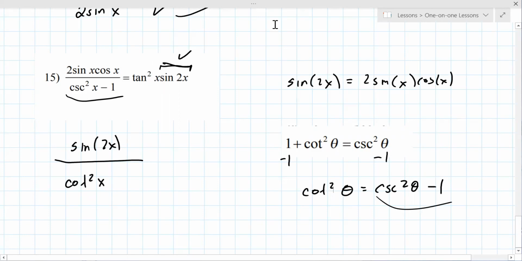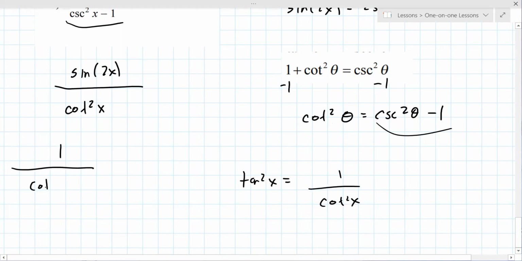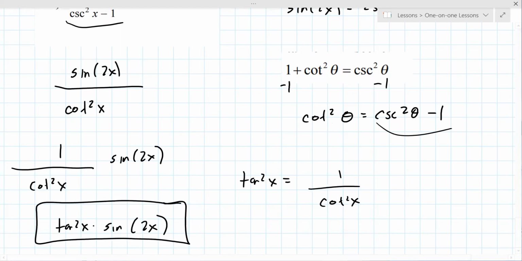And I feel real good because we're closer to tangent squared than before. So now it's like, well, we're kind of there. So now I have to remember, okay, tangent squared x is 1 over cotangent squared x. So this right here can be broken into 1 over cotangent squared x times the sine of 2x. And if we say, oh, well, this part on the left is really tangent squared x times sine 2x, we are done because that is what we were looking for from the beginning. Perfect. Let's move on to the next one.